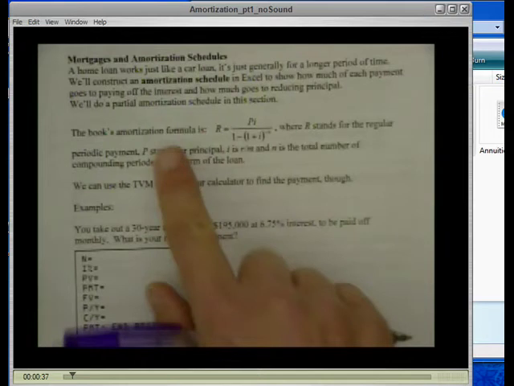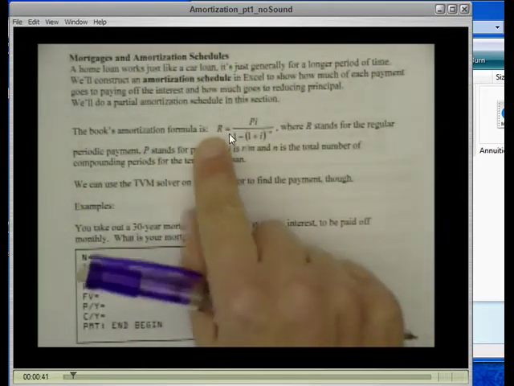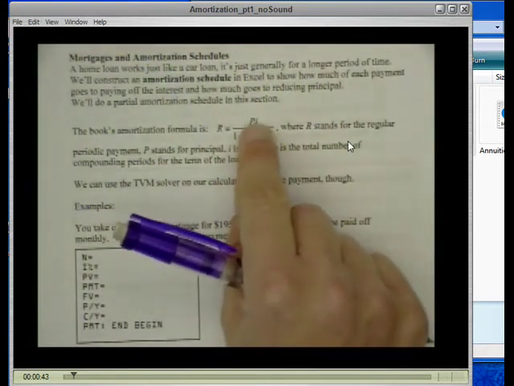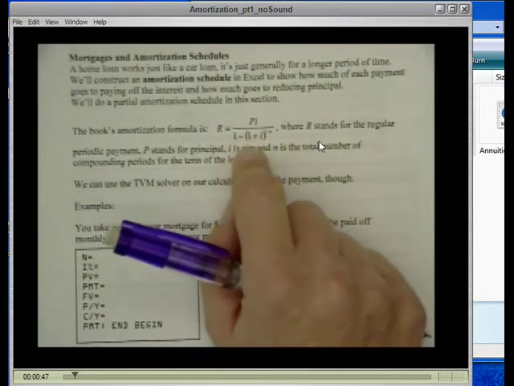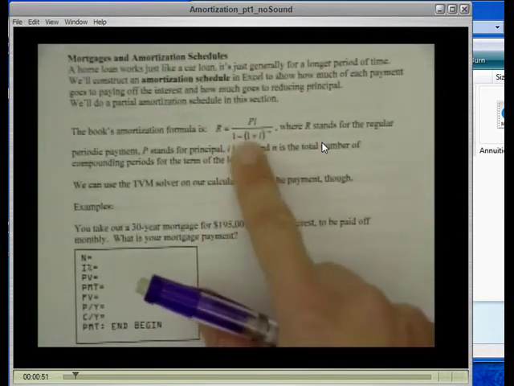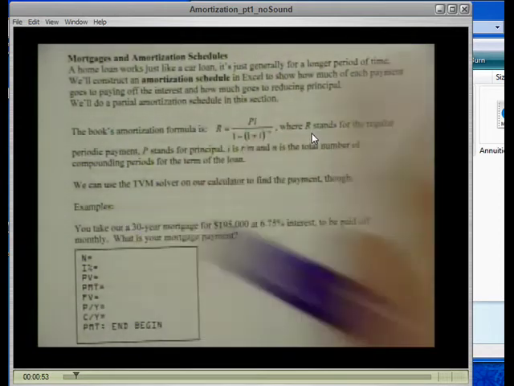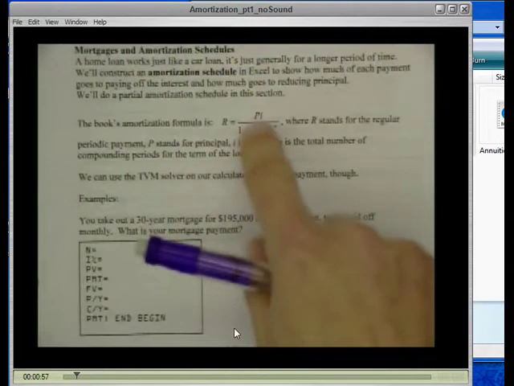So the book gives this formula for finding the payment when you're amortizing a loan. R stands for the regular payment, P stands for the principal or the loan amount, I is that R divided by M, where R is the interest rate as a decimal and M is the number of compounding periods per year. And then this N, that exponent in that formula, there's a negative N on that parentheses. That's just the total number of compounding periods.